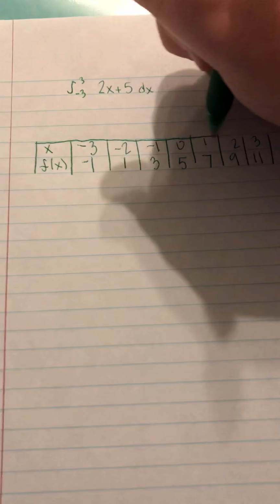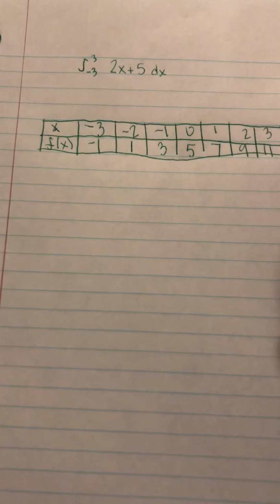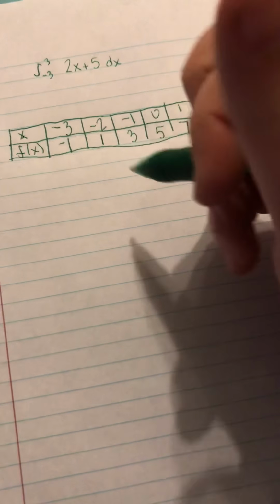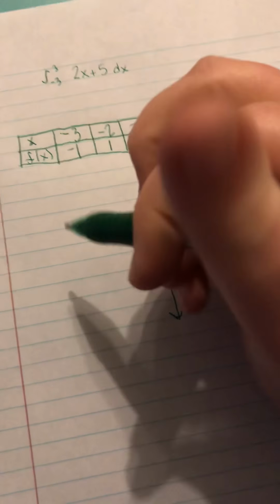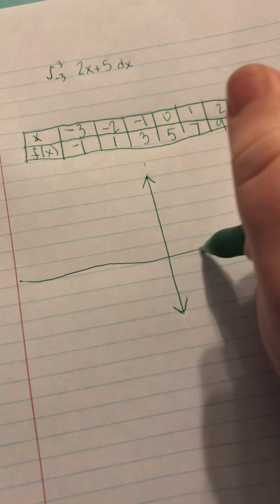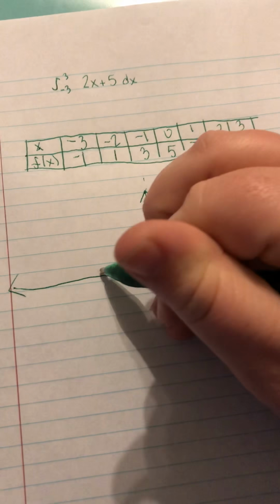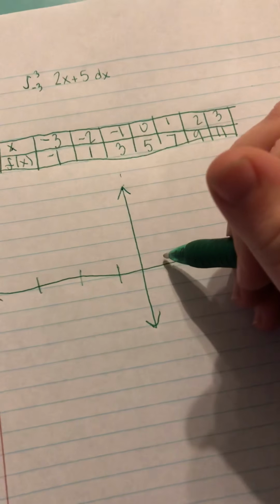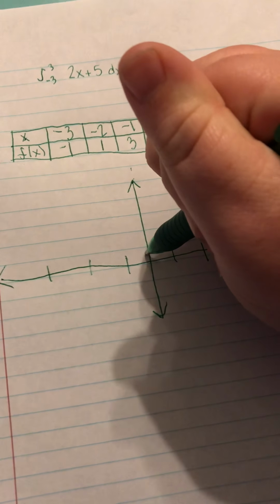And 3 times 2 is 6, plus 5 is 11. Now that we have our table, we can now make a graph representing this, just so we get the visual aspect of it. -1, -2, -3, +1, +2, +3, goes up to 11.